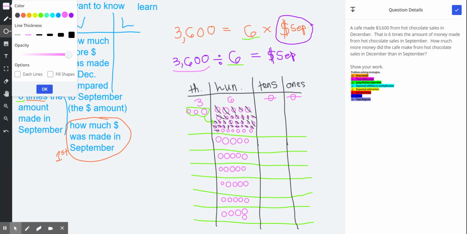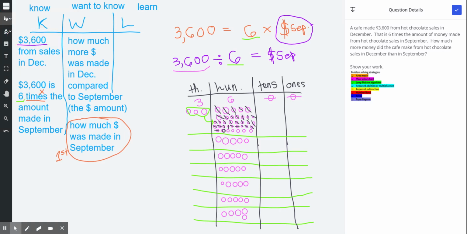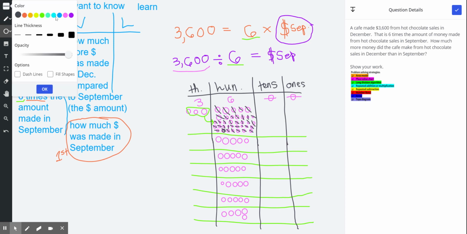Okay, and then let's see if I have enough to make another group of 6. So that's 1, 2, 3, 4, 5, 6. All right, excellent. So I've got 6 there, so that means I can put 1 more circle in each group. 1, 2, 3, 4, 5, 6. Cool. Very cool.